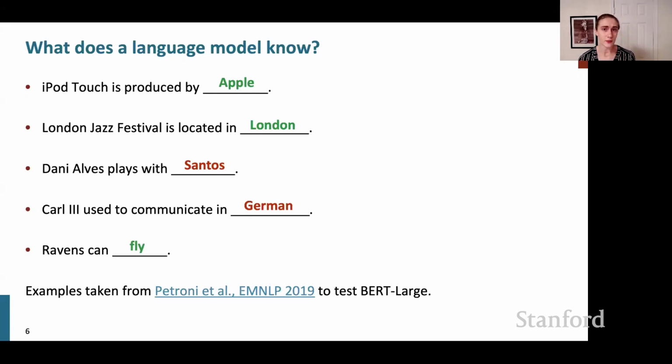And if you know anything about sports, you may know that Danny Alves is a soccer player, Santos is a soccer team. Here they were hoping that it would predict Barcelona, because at least at the time of this data set, apparently he played for Barcelona. And Carl III actually used to communicate in Swedish, not German.